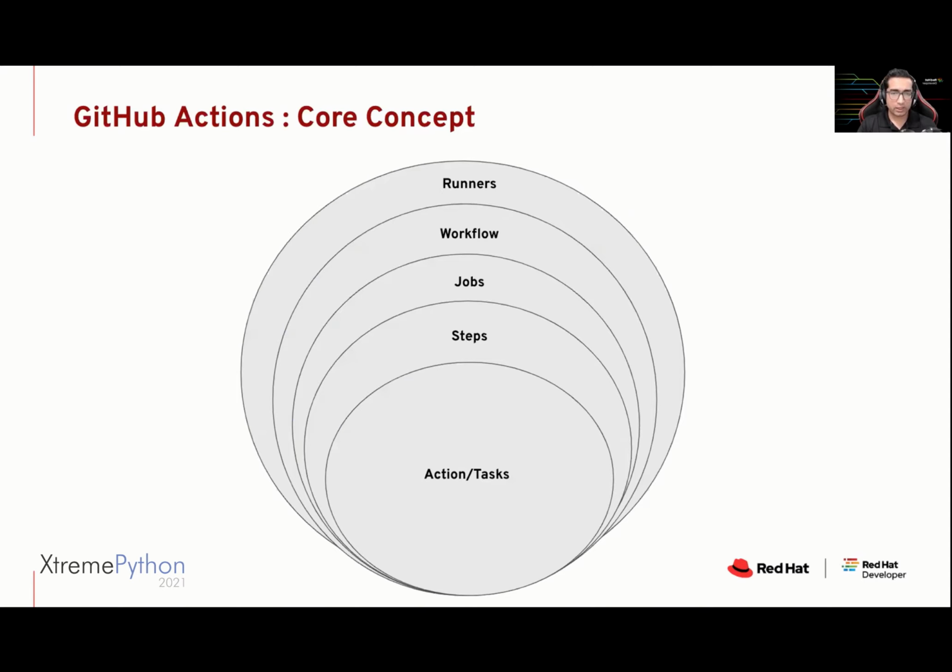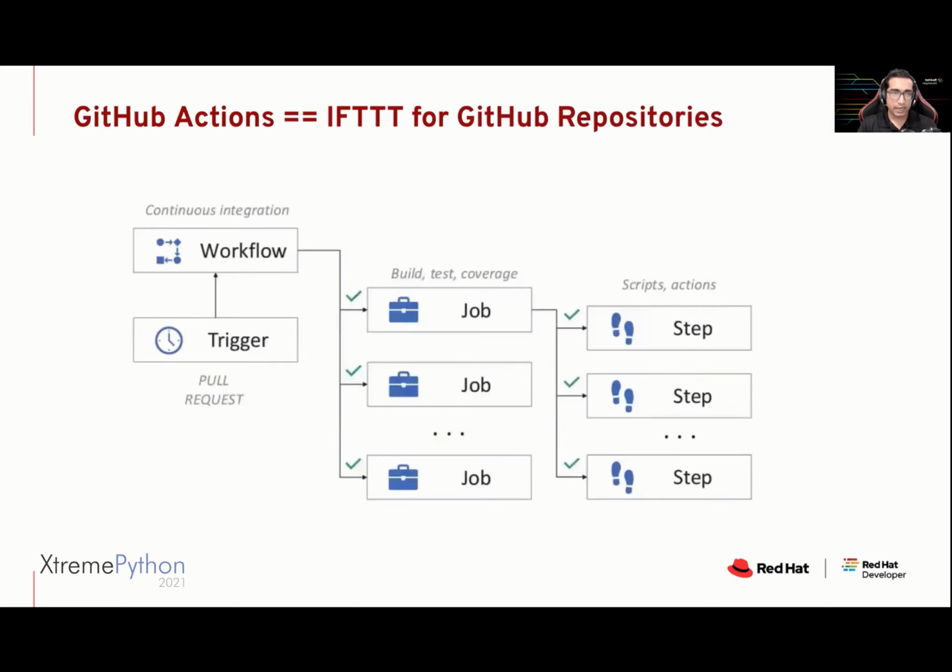Coming to GitHub Actions, it is kind of a ring-in-a-ring concept. At the base we have actions, which are the actual tasks that need to be performed. Those are wrapped into steps, and these steps are wrapped into jobs. So a job can have multiple steps, and steps can have multiple actions underneath. All these jobs together are called workflows, and workflows get executed on a runner. It could be a shared runner from GitHub, or it could be your own dedicated runner on any compute instance. So this is how the core concept of GitHub Actions looks. And the way I think of it, GitHub Actions is like IFTTT for a GitHub repository, an if-this-then-that kind of architecture that you can build using GitHub Actions.